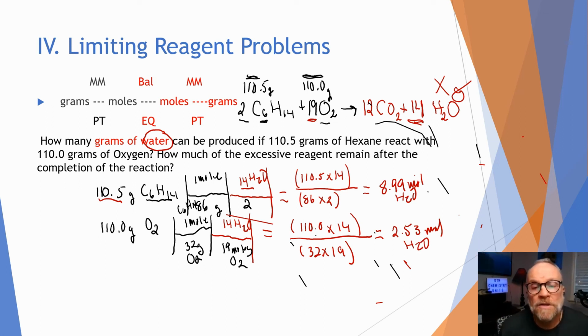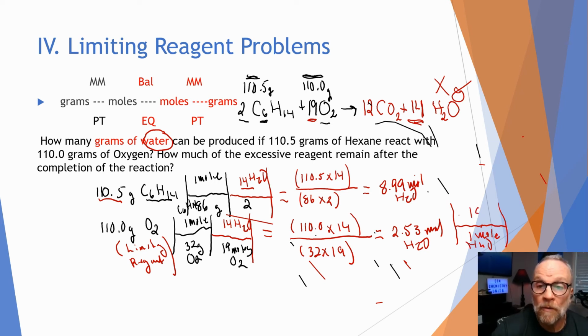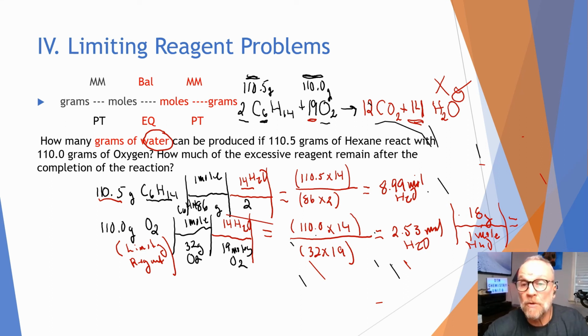Okay, so now the one that produces the fewest number of moles of water is going to run out first, and it's going to be the limiting reagent. So here our oxygen is our limiting reagent. So that's going to determine how much water can be produced. And so we'll just go ahead and figure that out here. So for every 1 mole of water, you have 18 grams. So our final answer here is 45.6 grams.